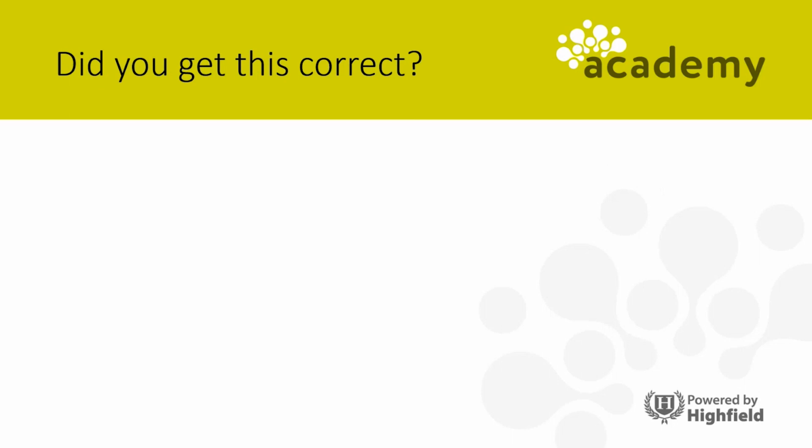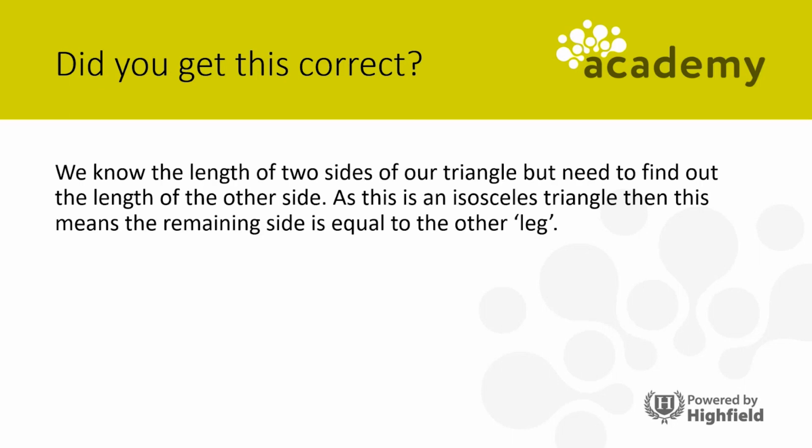Did you get this correct? We know the length of two sides of our triangle, but we need to find out the length of the other side. And as this is an isosceles triangle, the remaining side is of equal length to the other leg. So P equals 8 plus 10 plus 10. And in this case, it's 28 centimeters.